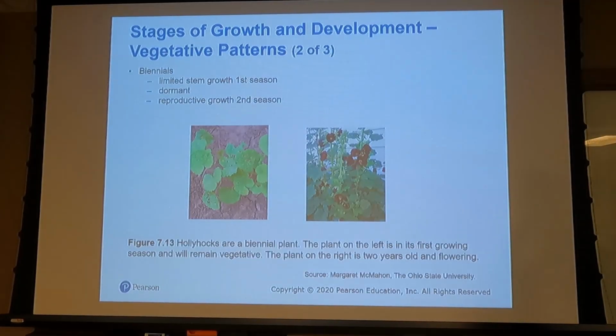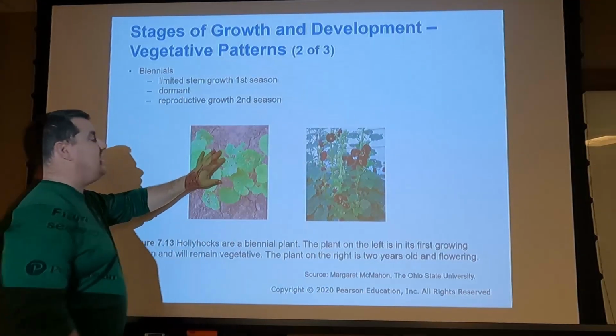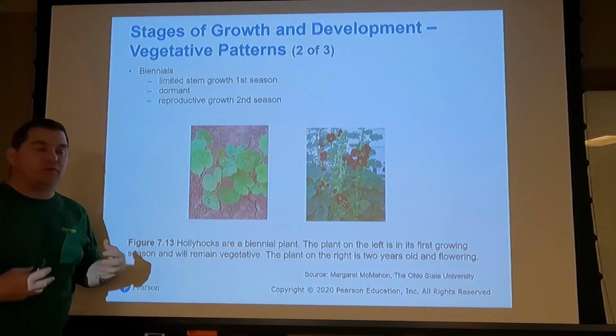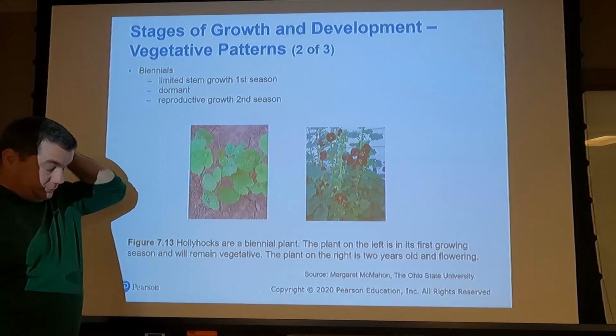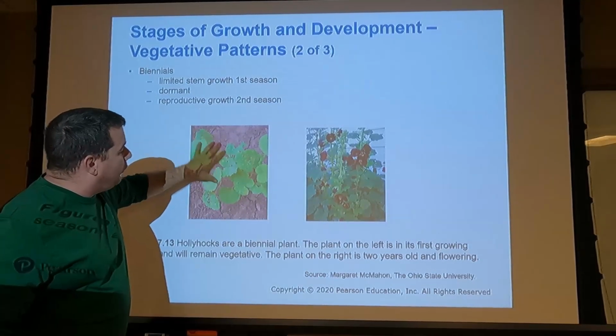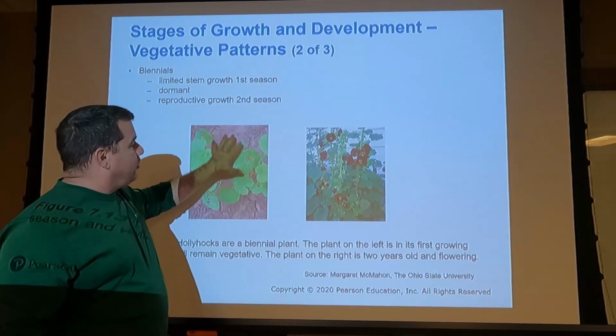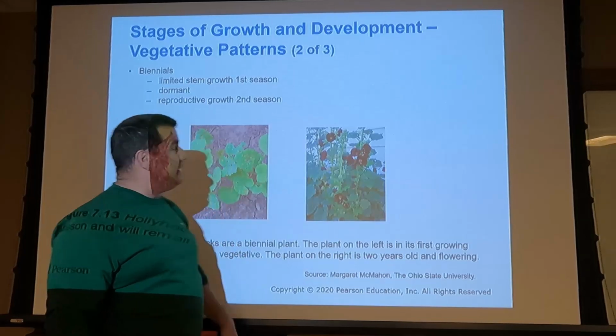So here this is a hollyhock. On the left, this is the first year's growth. So we have a lot of vegetative growth that's going to establish these leaves. These leaves are going to perform photosynthesis, and they will store that over during the first year. There's going to be a flower initiation, and then finally during the second year, they will begin to flower.